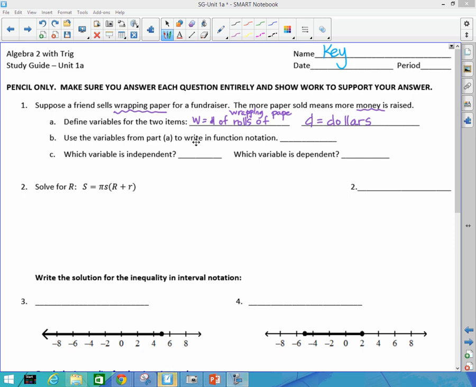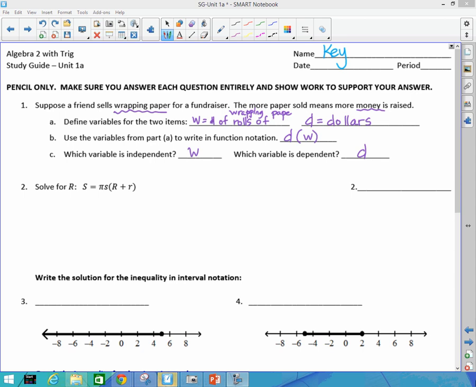So now you've got to figure out the function notation. Does W depend on D, or does D depend on W? Does the paper depend on the money, or does the amount of money raised depend on the paper? Hopefully you answer that and realize that the money, which is the dollars, depends on the wrapping paper. And we've talked about that: this means D is our dependent variable and W is our independent variable.